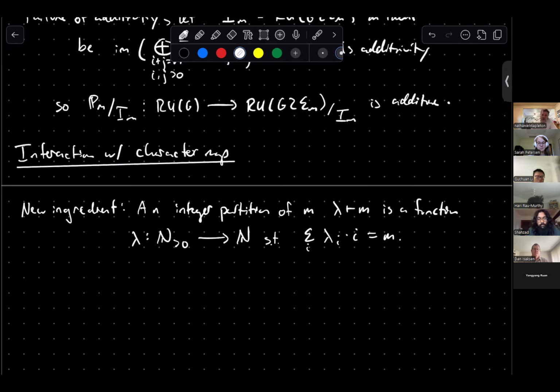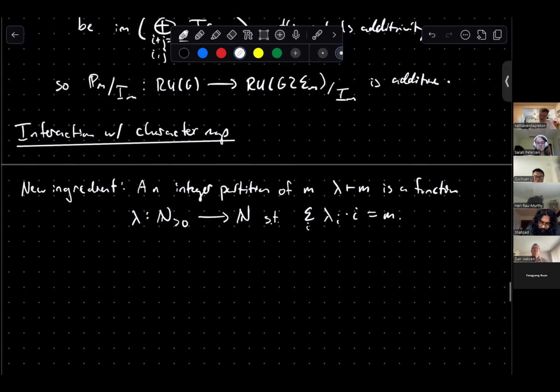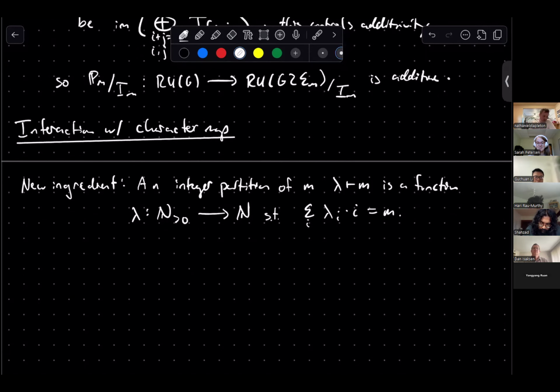Yes. Lambda sub I is lambda of I. Yes. One of these situations where the notation becomes unbearable if we don't subscript, I think.